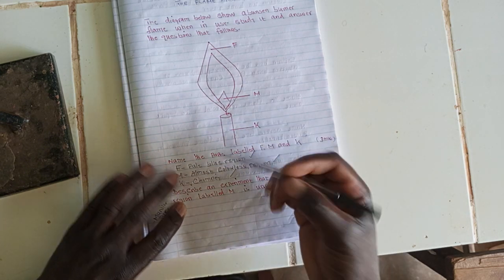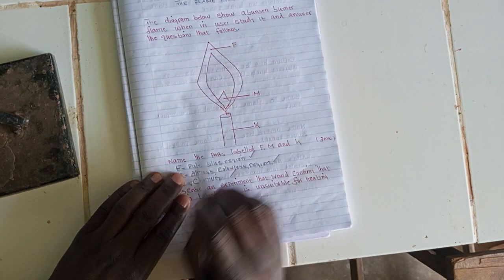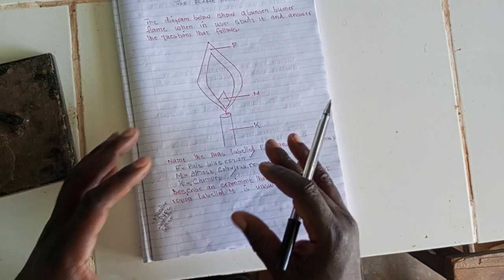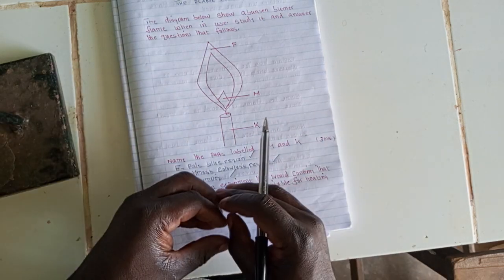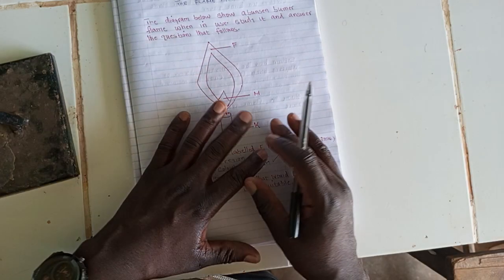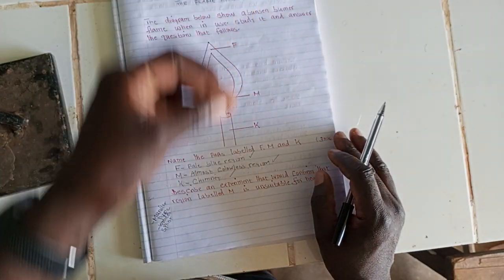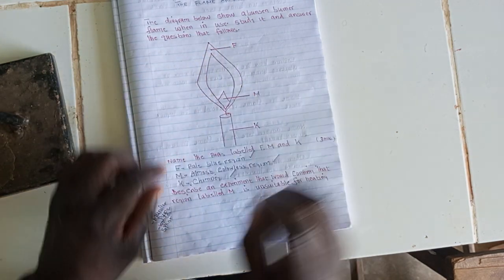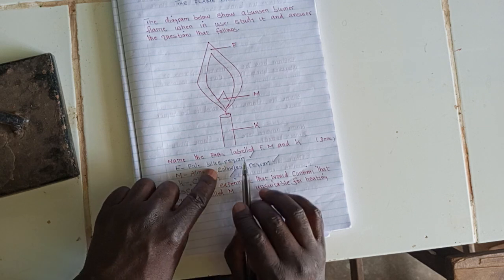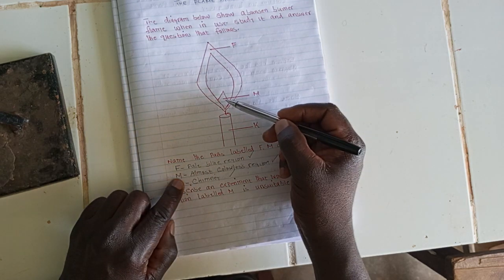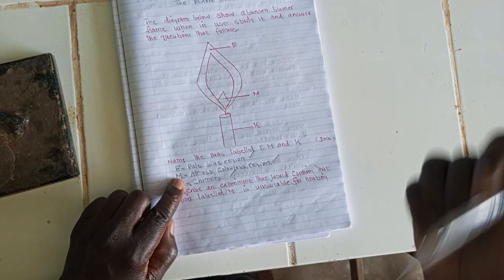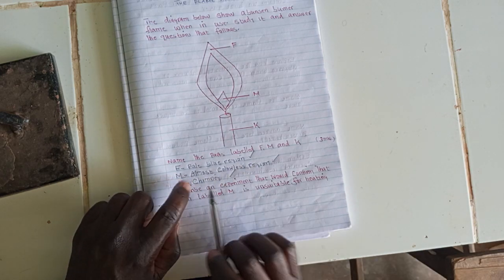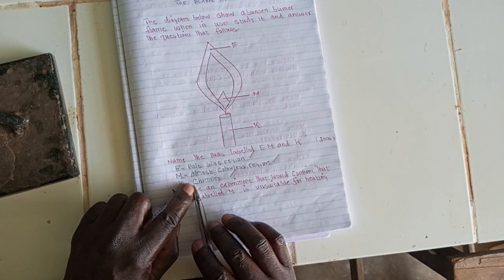Naming these parts, F is the outermost region of the flame. The type of flame is a non-luminous flame. A non-luminous flame mostly has three regions. The outermost region is called the pale blue region. Then we have M, which is the innermost part of the flame. This one is almost a colorless region. And then we have K, which is the chimney.